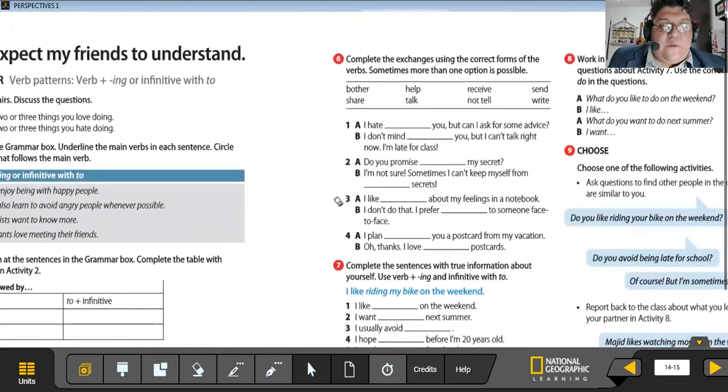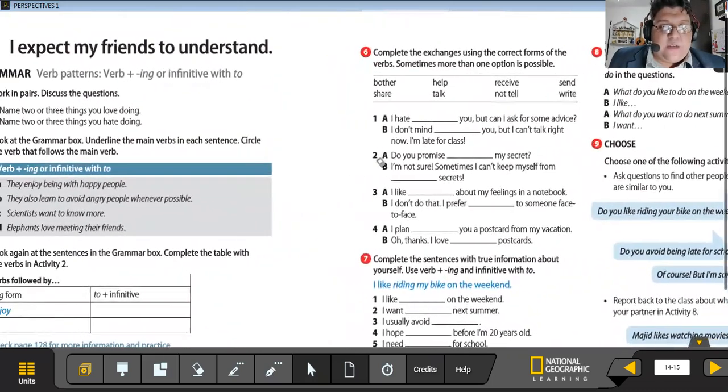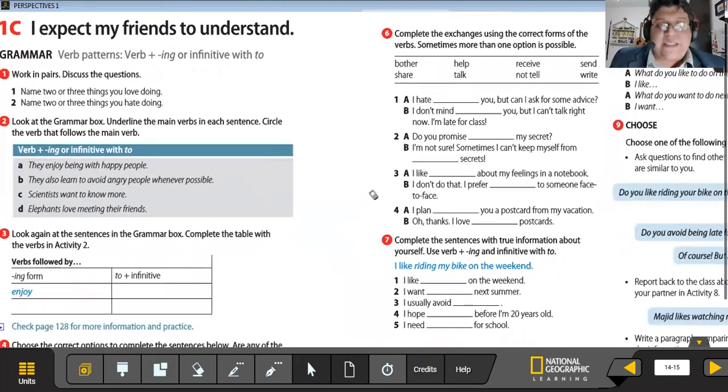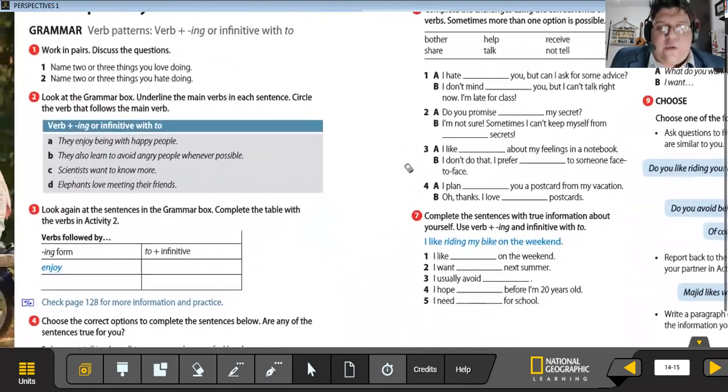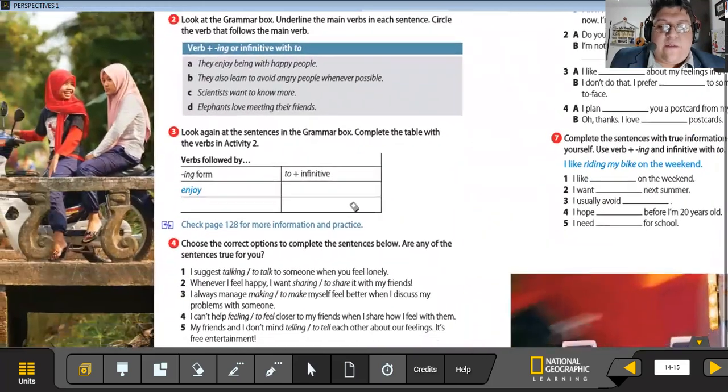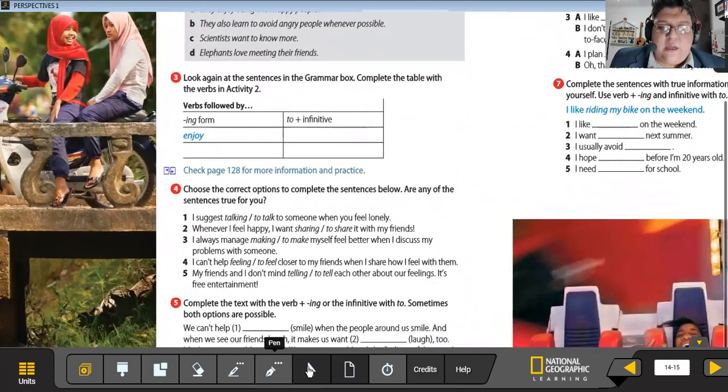I want you to do 5 and 6 by yourselves. I'm asking you a little bit more because I know you can do it. All right? I know you can do it faster than everyone else. Okay? Remember, if you have any questions, ask.